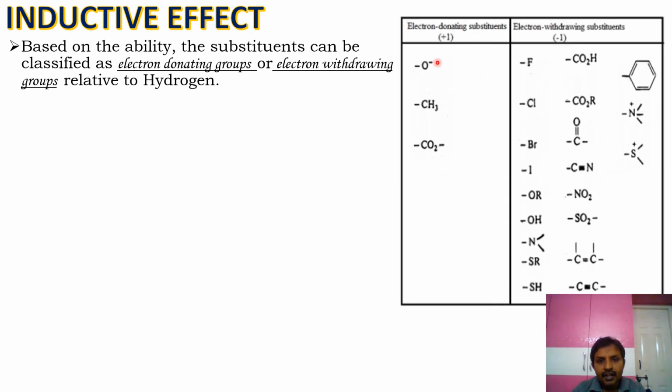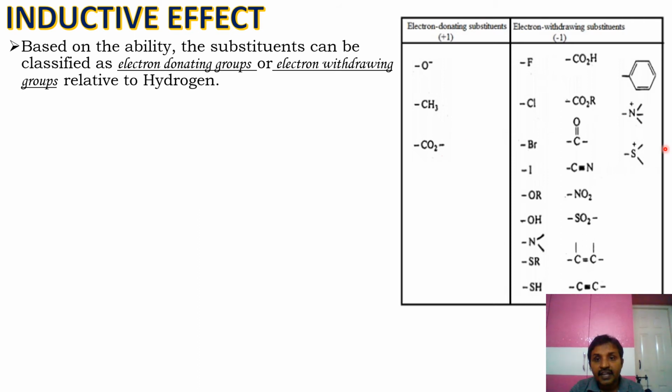Now see here, electron donating groups are donating substituents. Here you should not be surprised, that is oxygen with negative charge. Any atom with negative charge can supply electron density. So as it has more electron density, oxygen with negative charge, that is oxide, can supply electron density to the carbon chain. The alkyl group is also an electron supplying group. The carboxylate group, that is COO minus, is also an electron releasing group.